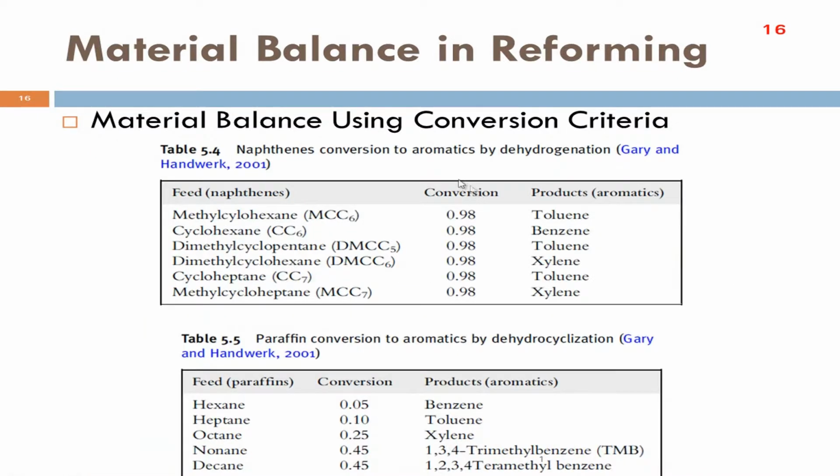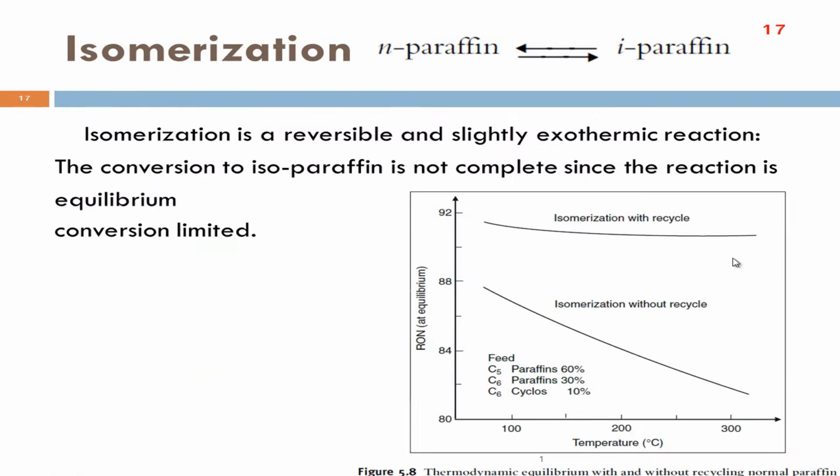In this slide, in case we know the exact chemical feeding to the reforming unit, we can use these conversion values to calculate the products that remain in the product stream. Okay, that's all about the reforming reaction.